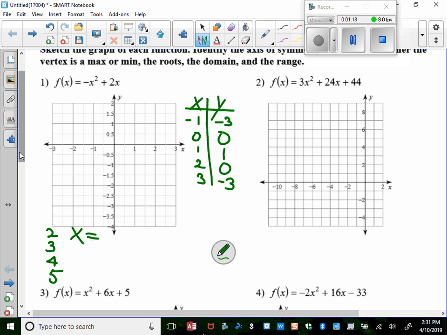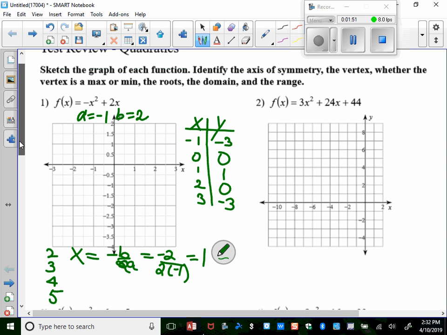So you're going to say x equals opposite of b over 2a. Okay, that's a 2. And then this is your a term, and your b term is 2. Okay, so the opposite of b would be -2 divided by 2 times -1. So what is -2 divided by -2? 1. So your answer is just 1 for that one. Okay, axis of symmetry.